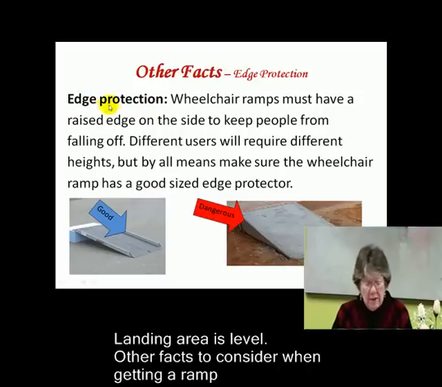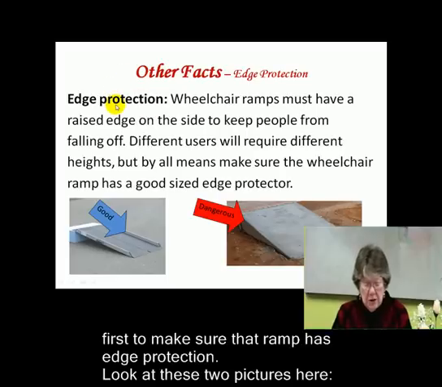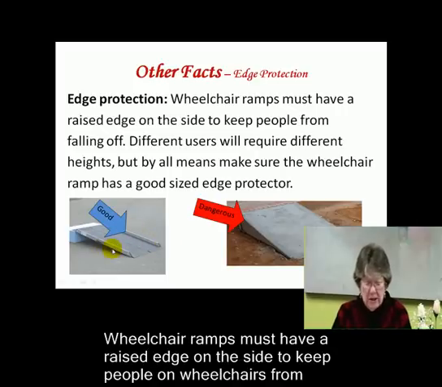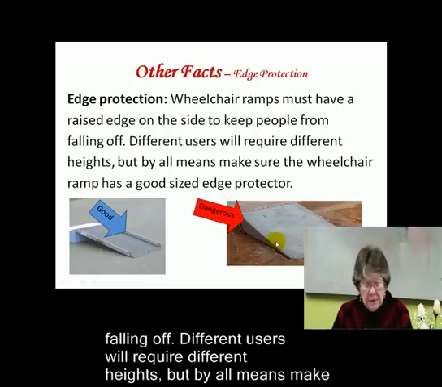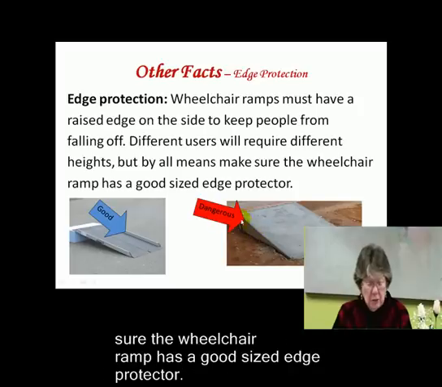There are other factors to consider when getting a ramp. First, make sure that the ramp has edge protection. Look at these two pictures here. Wheelchair ramps must have a raised edge on the side to keep people in a wheelchair from falling off. Different users will require different heights, but by all means, make sure that the wheelchair ramp has a good sized edge protector.